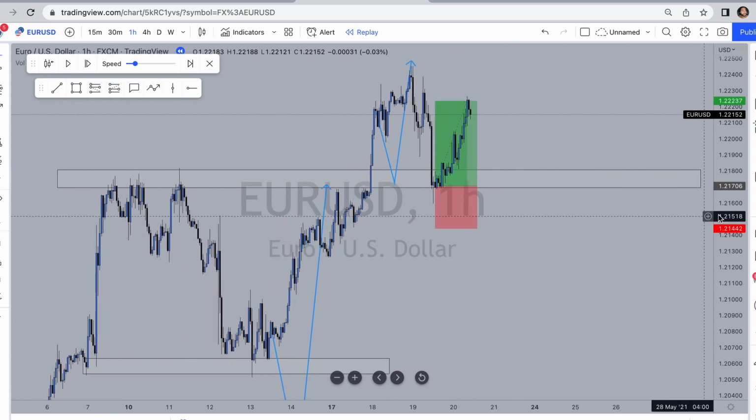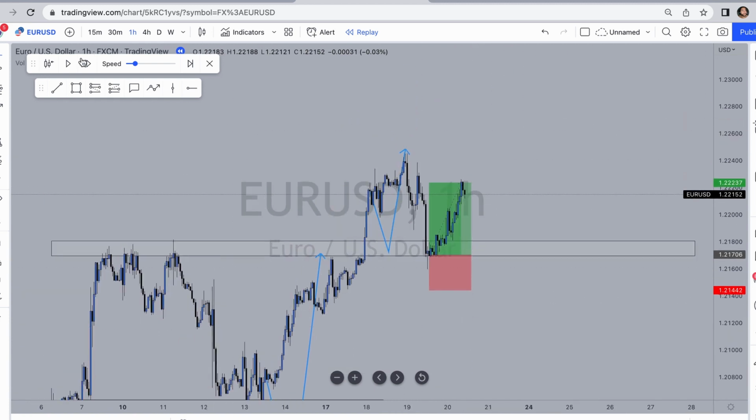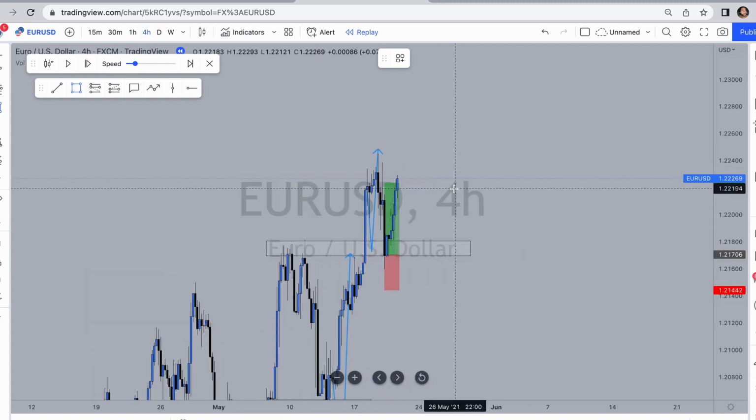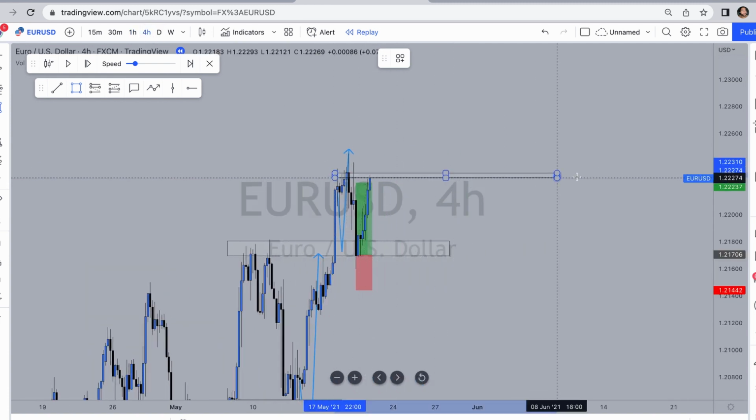Perfect. So now what am I looking for? Either I'm looking for, let's draw this top. Let's go to the 4 hour first. There's definitely a top right here. I'll just draw the wicks like normal.